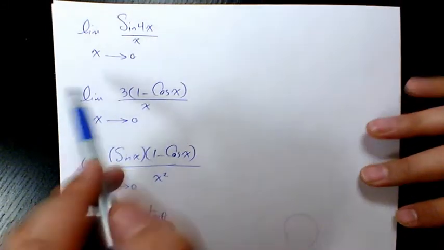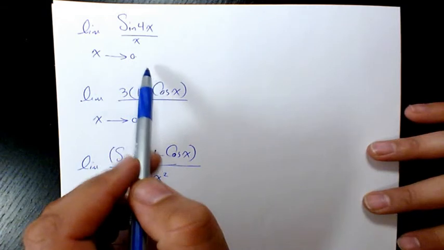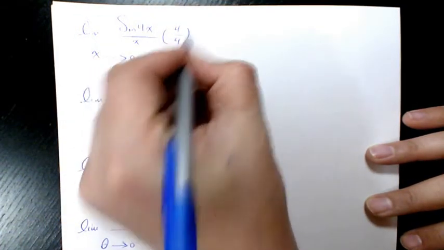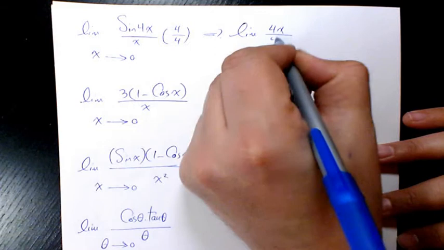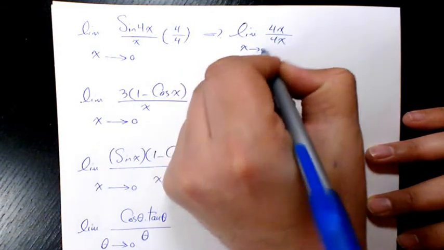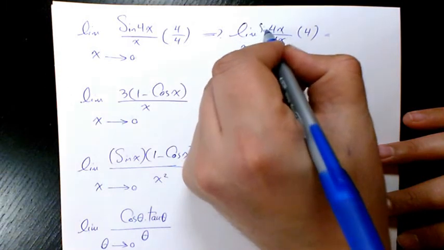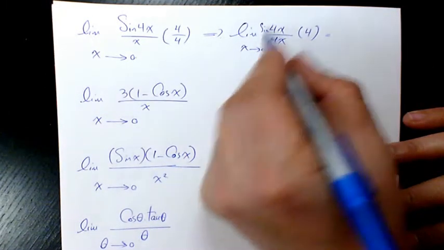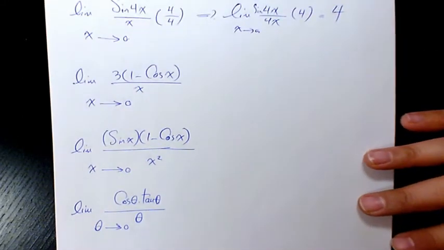Next one, it says limit of sine 4x over x when x is approaching 0. Now what I'm going to do is multiply both numerator and denominator by 4, and that's going to be limit of sine 4x over 4x when x is approaching 0 multiplied by 4. That's sine 4x over 4x times 4. So that's 1 times 4, and the answer is going to be 4.